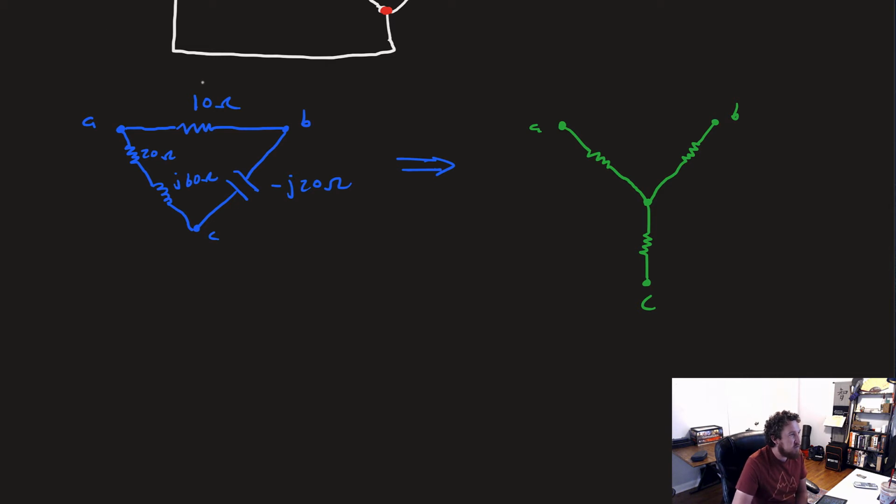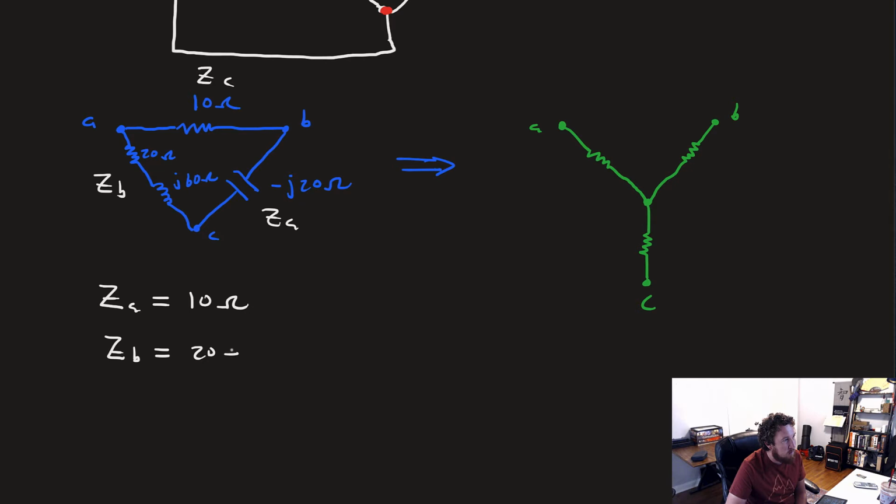So let's see, if this is our C sub C, that's our Z sub A. So let's actually write some of this stuff down. ZA, ZB. So we'll say that ZA is equal to just 10 ohms. ZB is equal to, since these guys are connected in series, 20 plus J60 ohms. And ZC is equal to minus J20 ohms. And then over here, we're going to be finding Z1, Z2, and Z3.